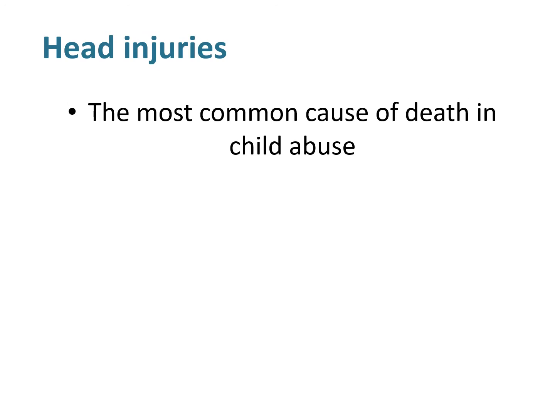So we have finished the skin lesion and the skeletal lesion. What next? We will discuss head injuries. Head injuries are the most common cause of death in child abuse. Actually, the most common injuries in child abuse are the injuries in the skin, then the injuries in the skeleton. But the most common cause of death in child abuse is head injury.